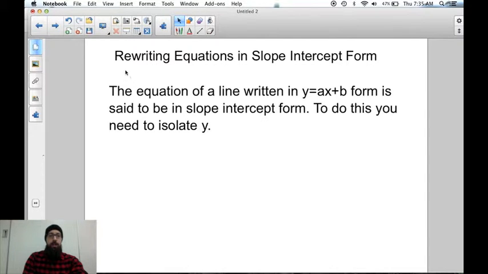Okay guys, so in this video we're going to be looking at rewriting equations in slope-intercept form. Now, the equation of a line written in y equals ax plus b form is said to be in slope-intercept form. So to do this, you need to isolate y. So let's go see how to do this.